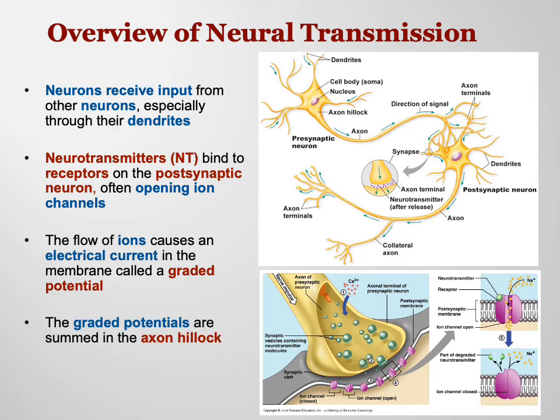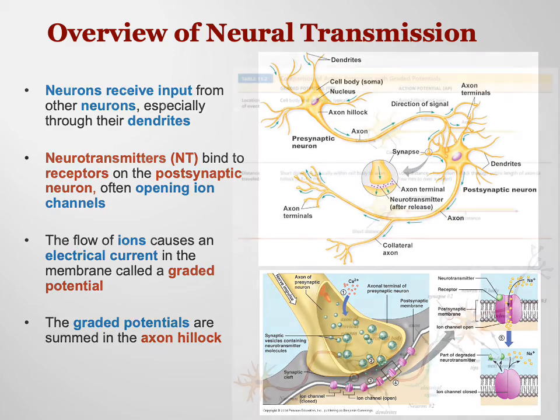And what's going to happen here is that the graded potentials, if you look in the top half of the illustration, are going to flow down the dendrites, and they're all going to converge in the axon hillock. Remember we said the axon hillock is where we make a decision, where the neuron makes a decision, all right?